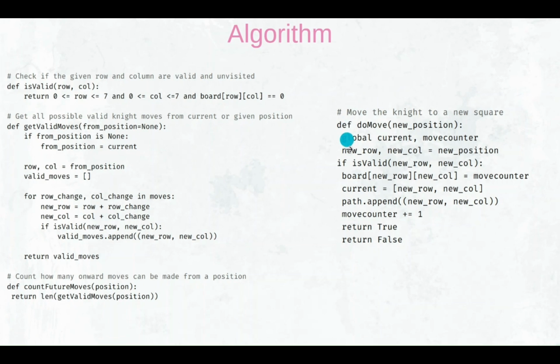So the first thing we do is we check if that new position is valid or not. If it is valid, we will make the board value equal the move counter, which is incremented every time we add a new one. So here we are incrementing it. And then we will make the current variable equal to this new position, and we will append this position as well in the path array so that we can use it later on in the animation.